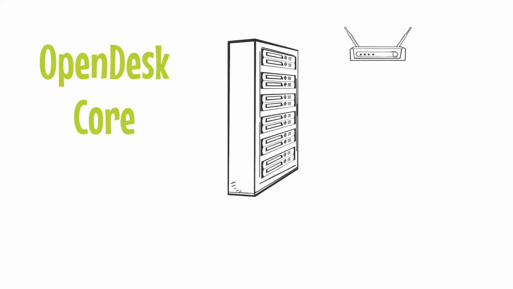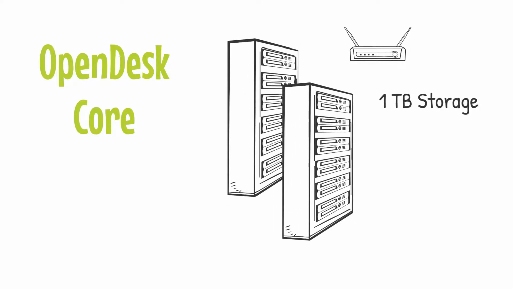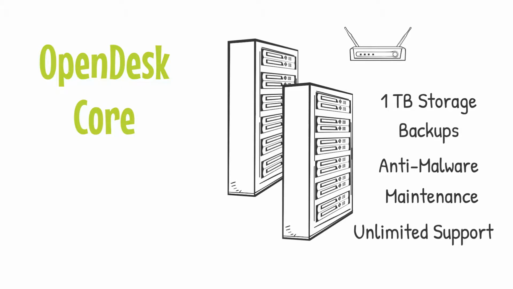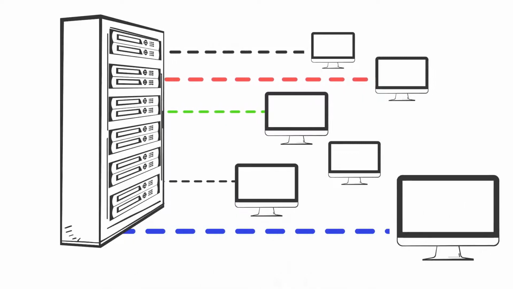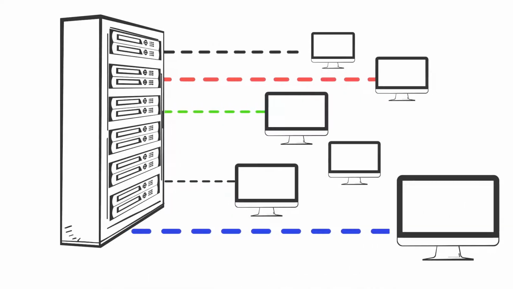OpenDesk Core provides the following resources: a router, a file server, a view connection server, 1 TB of storage, backups, anti-malware, scheduled maintenance, and unlimited support. With OpenDesk Core in place, you are then able to add as many OpenDesk PCs as you need.